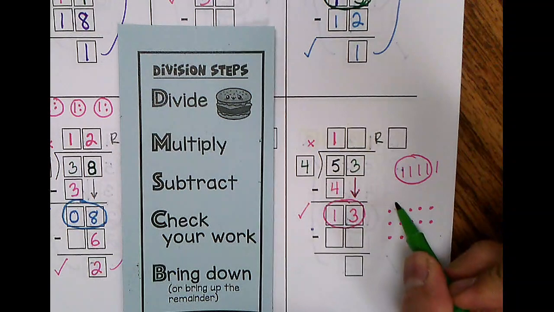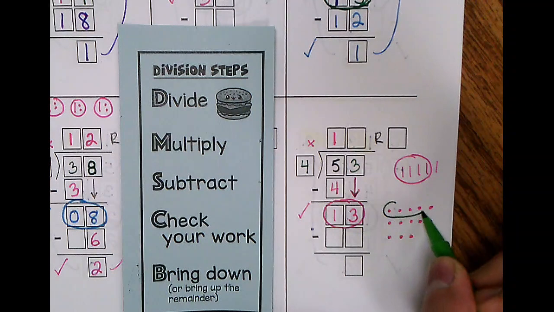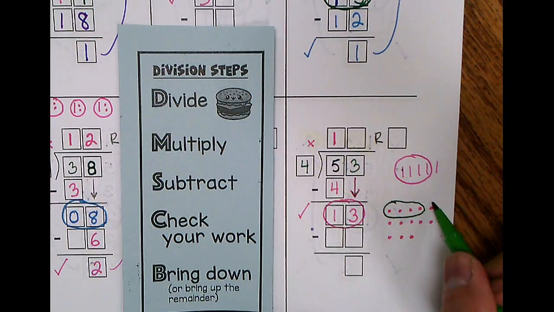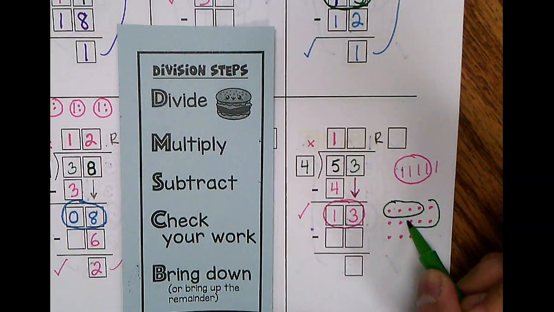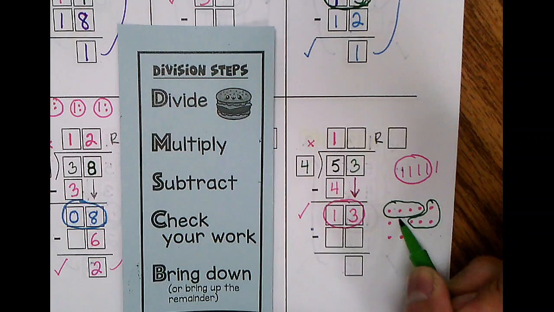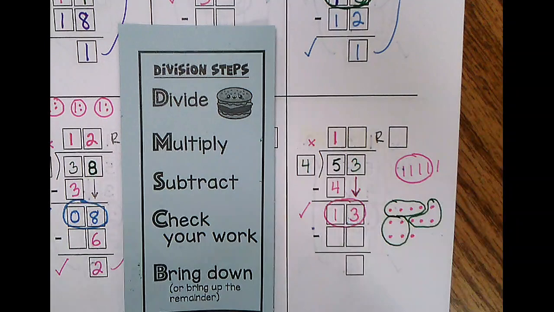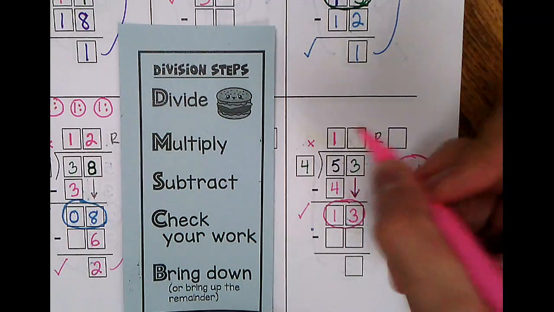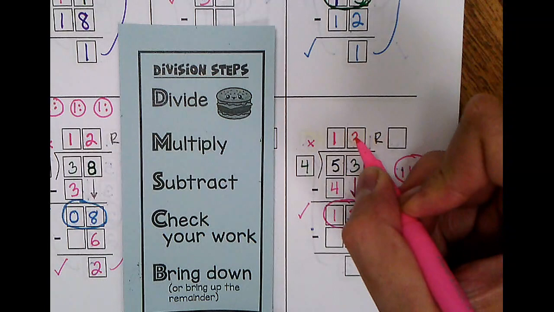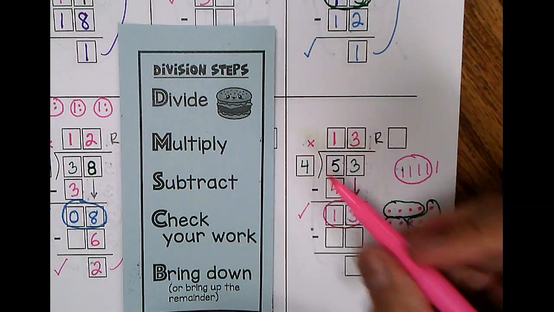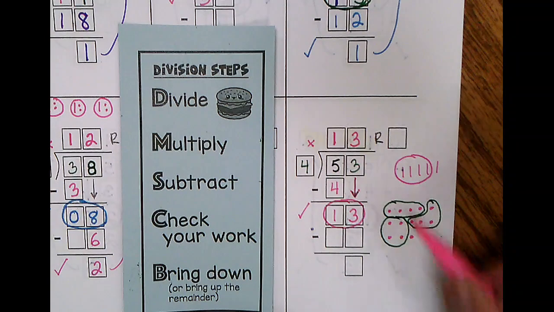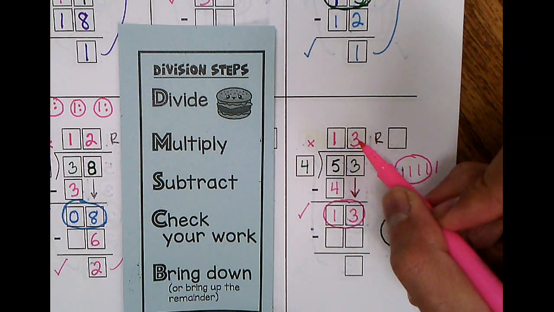Well, let's see. Here's one group of 4. Here's another group of 4. And here's another group of 4, right? So it looks like I can make 3 groups of 4. So that means I'd put 3 at the top, because 13 divided into groups of 4 gives me 3 groups.